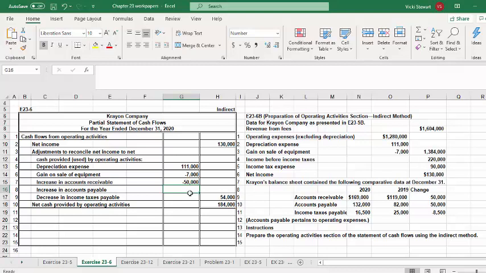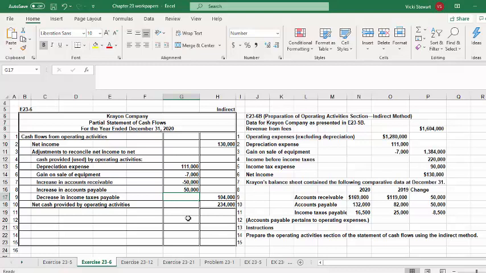Next, we will look at accounts payable. Accounts payable also increased by $50,000 from 2019 to 2020. So when we have an increase in accounts payable under the indirect method, we would add that back. The reason why is because expenses are subtracted to get to net income, and the $50,000 represents expenses that were deducted to get to net income that we haven't paid for yet.